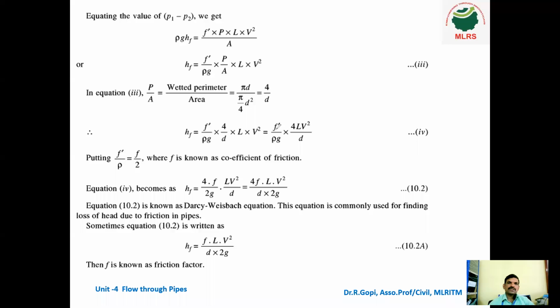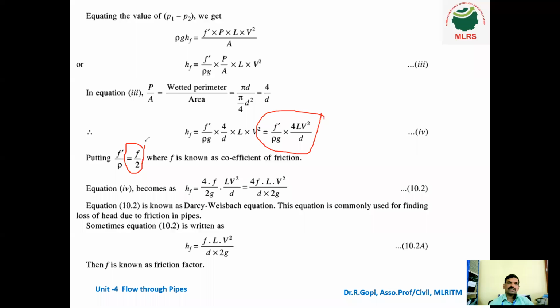So hf is equal to f dash divided by rho g into 4 L V square divided by D. So this is the actual, correct formula. Again we are simplifying: putting f dash divided by rho, which is equal to f by 2. So what is this? Why? What is the need of this f by 2?